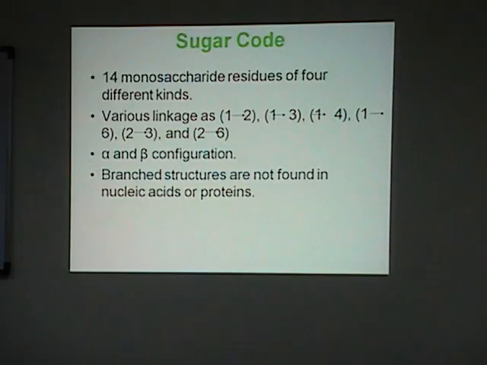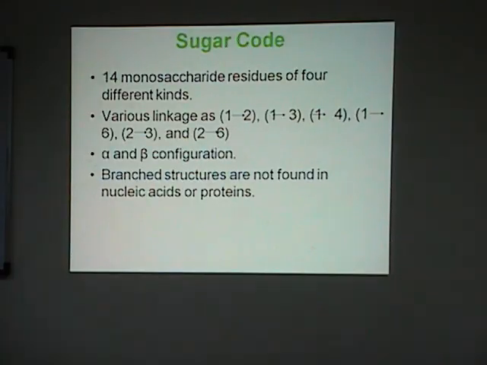It is wrong, not 14, 24: 16 plus 8. 24 monosaccharide residues of 4 different kinds. Alpha configuration, beta configuration, D form, L form. Understand? The 4 different kinds. Various linkages: 1-2 linkage, 1-3 linkage, 1-4 linkage, 1-6 linkage, 2-3 linkage, and 2-6 linkage. It means a total of 6 linkages.